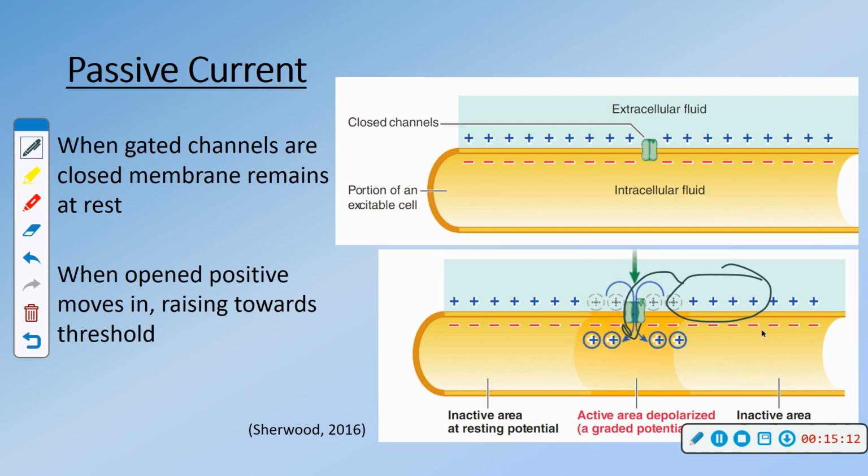Or the opposite. Just as gates can allow things to move in, other times these negatives or positives can move back out. So a triggering event just refers to some kind of stress or occurrence on the cell, and it uses this passive current, the graded potential, to try and correct it.